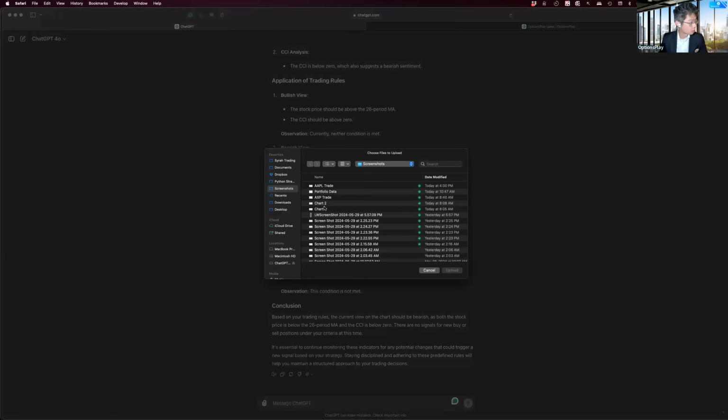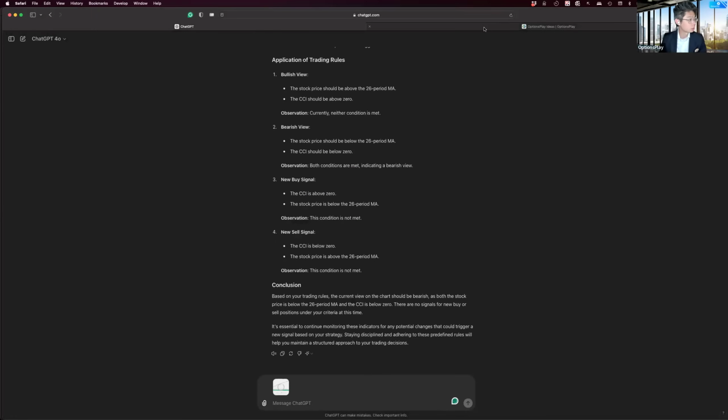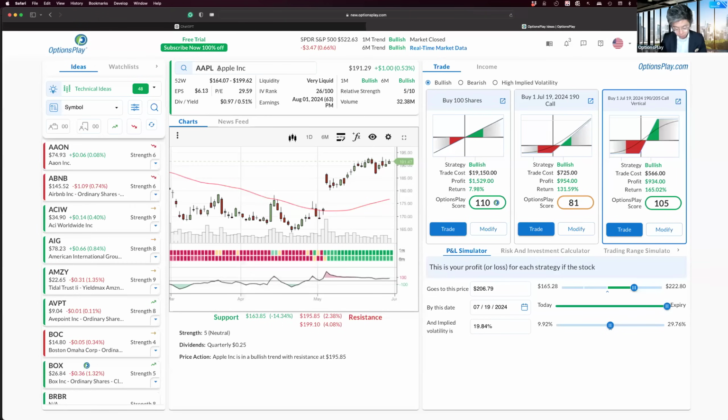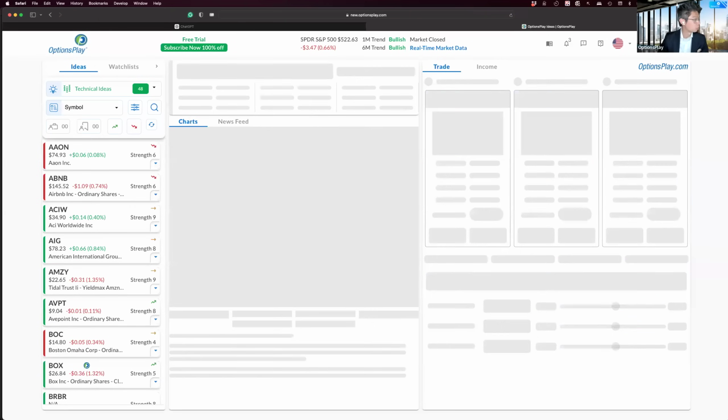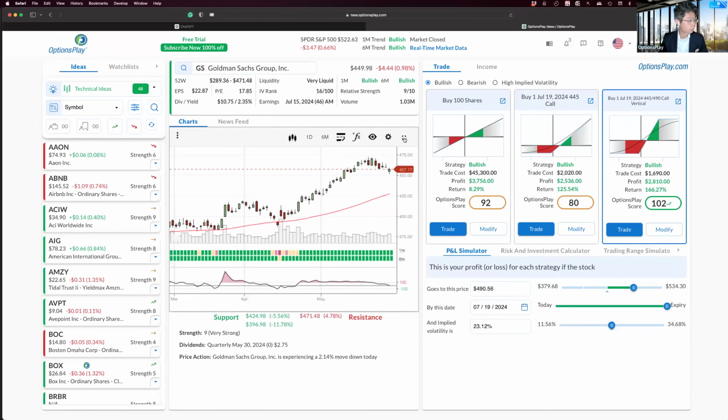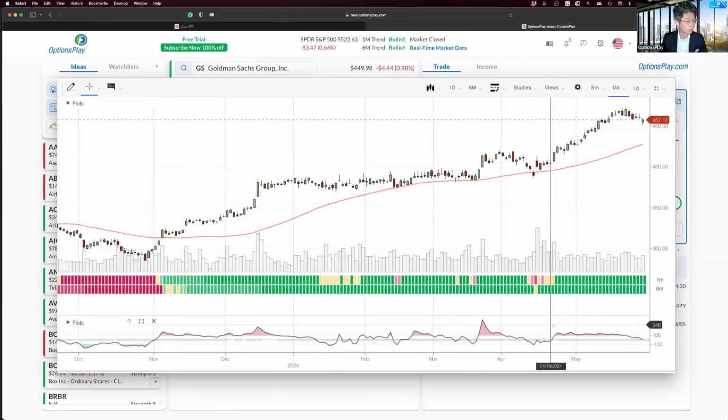And once you've prompted ChatGPT with your specific strategy, you can save this specific chat, and next time you can basically upload a new chart. So what I've done is I went to OptionsPlay. Let's say I pull up, let's look at Goldman Sachs, for example. It doesn't matter what chart you use, as long as you have the specific indicators that you use as part of your process. So I have the 26-period EMA and I have the 20-period CCI here.